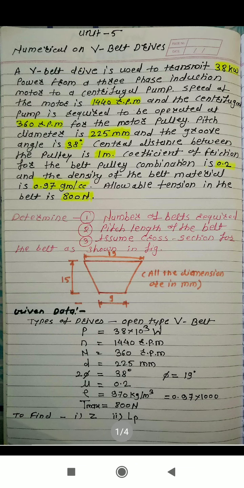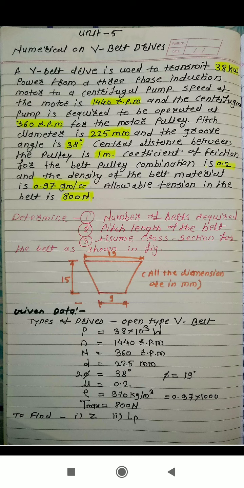Determine first the number of belts required, second the pitch length of the belt, and third, assume the cross section for the belt is as shown in the figure, and in this diagram all the dimensions are given. First we write down the proper given data.